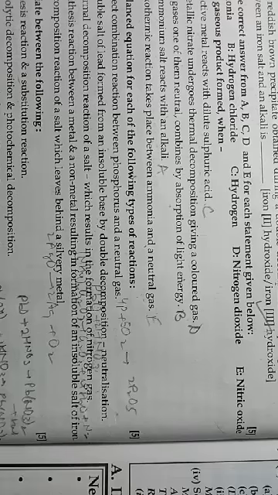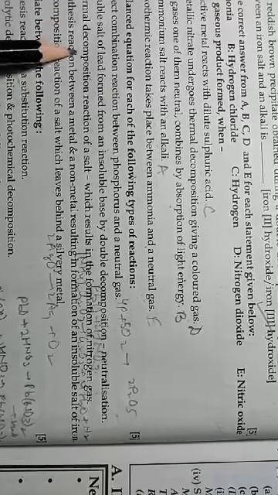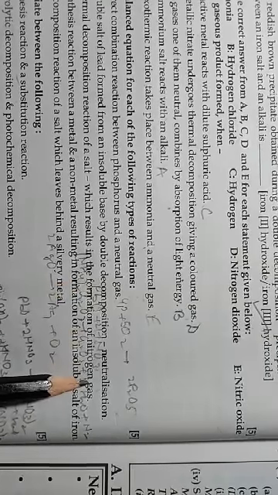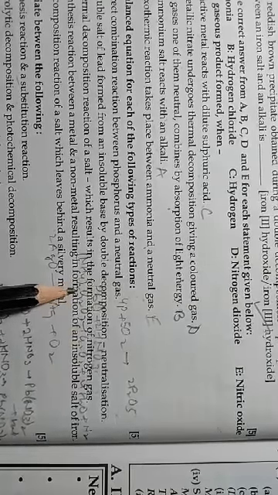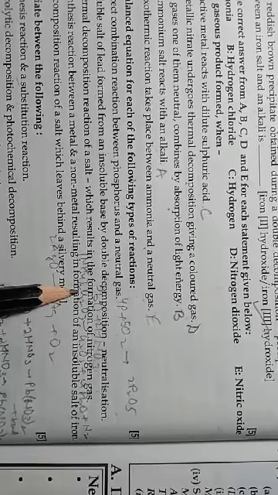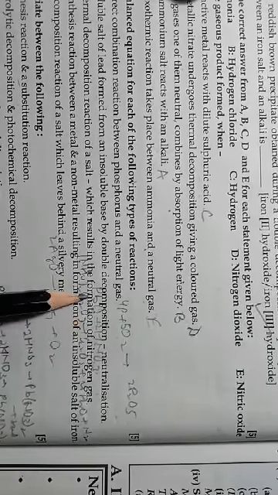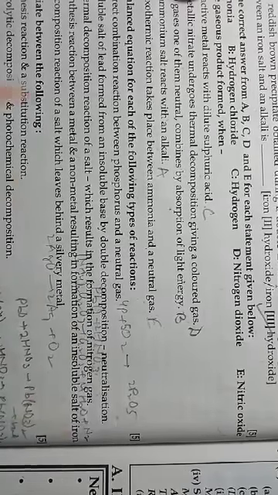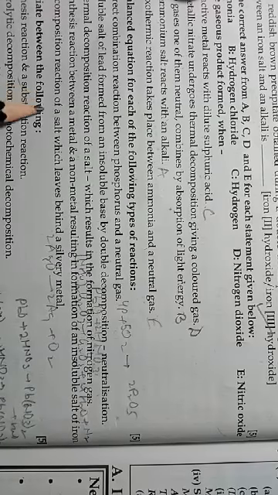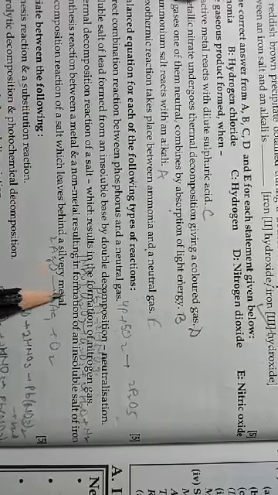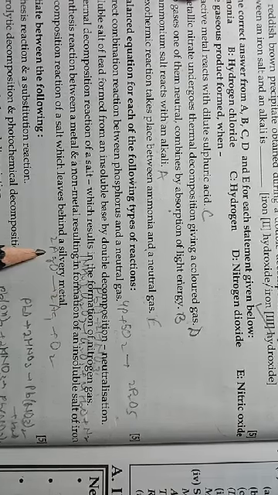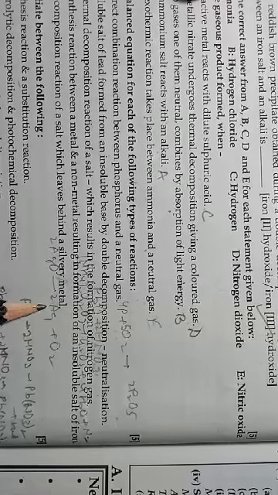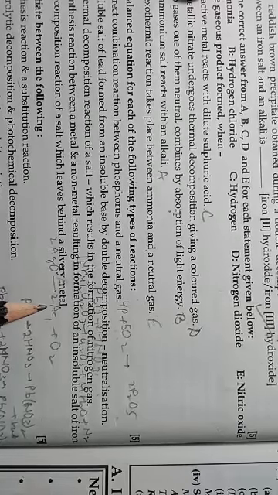Okay students, question 3, third part, a thermal decomposition reaction of a salt which results in the formation of nitrogen gas. So you have to write thermal decomposition of ammonium dichromate. Ammonium dichromate under thermal decomposition forms nitrogen gas. Then fifth point, a decomposition reaction of a salt which leaves behind a silvery metal. So this is silver oxide, which when heated decomposes into Ag and O2. So the silvery metal is this.